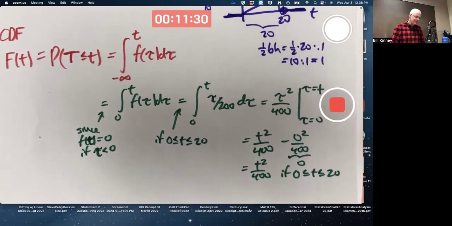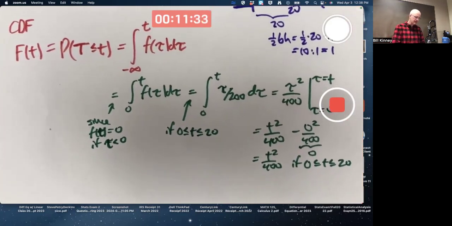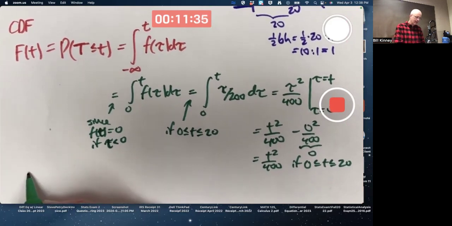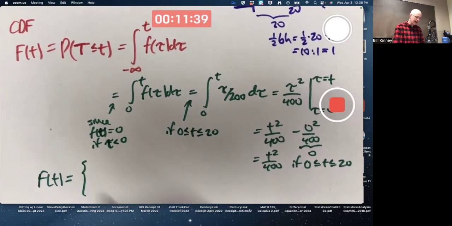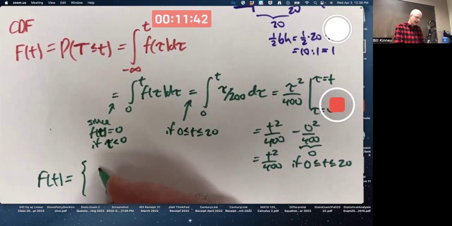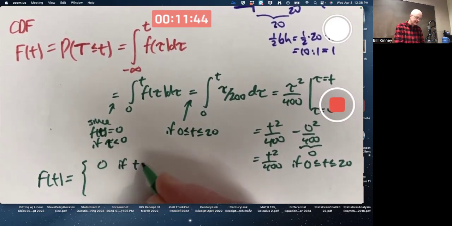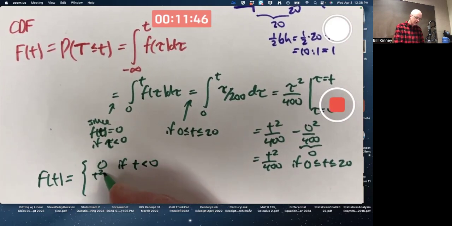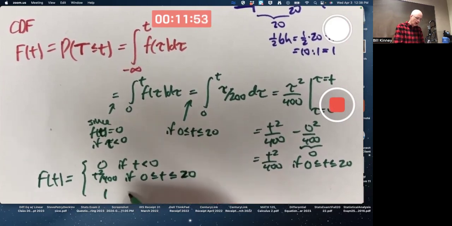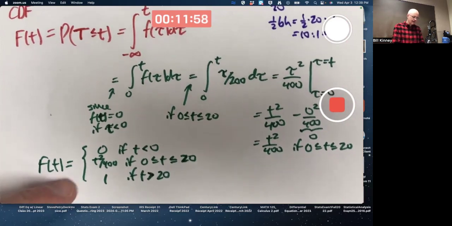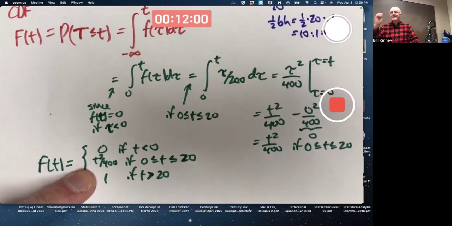More fully, capital F of t has a piecewise formula. Capital F of t in the long run, if you also consider values of t that are negative and bigger than 20, it's 0 if t is less than 0, t squared over 400 if t is between 0 and 20, and technically it's 1 if t is bigger than 20. And do notice that this quantity, t squared over 400, is 1 when t equals 20. 20 squared is 400.